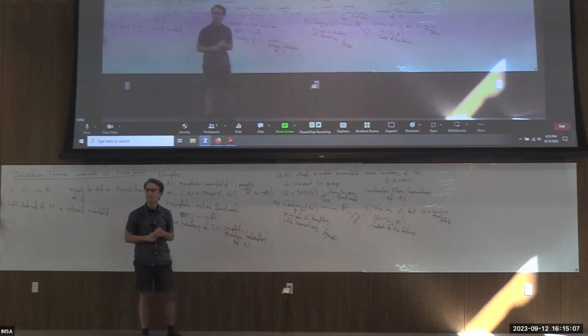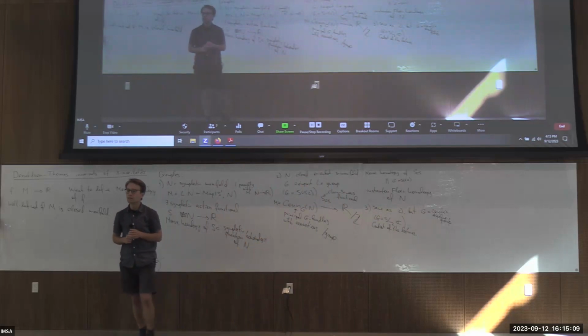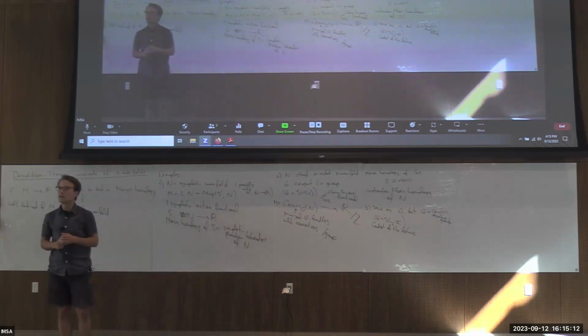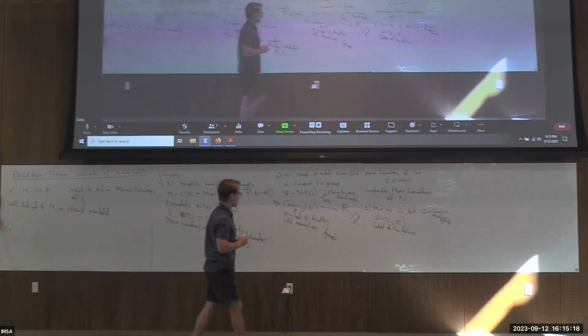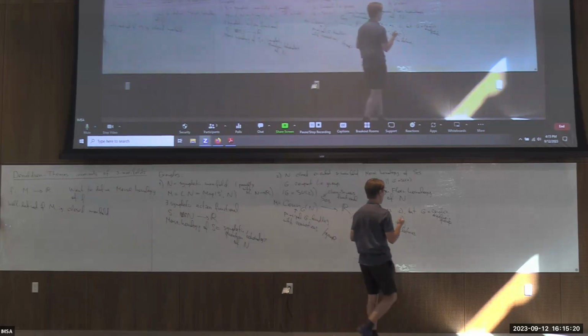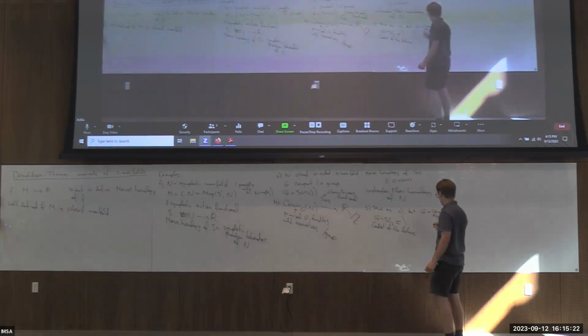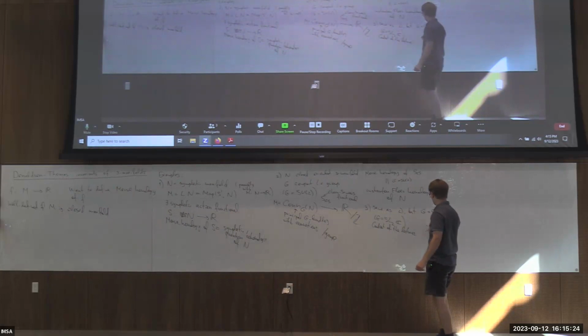Pardon me? Just a little bit small, could you restate that slide? Yes, so maybe just the point is that G is not compact here.